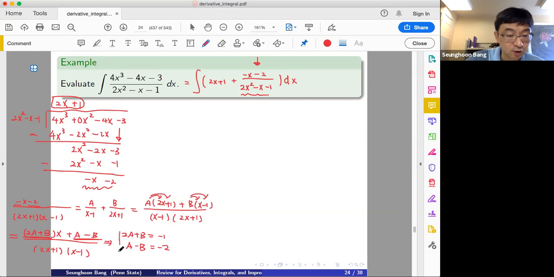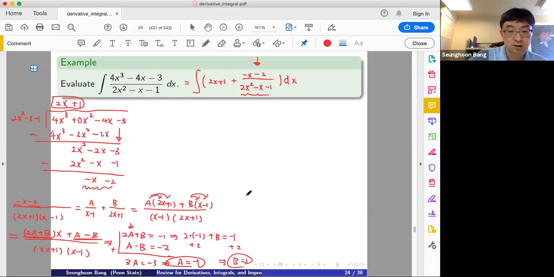Next, you add these two equations. Exactly, 3a equals negative 3. You can divide by 3, so a is minus 1. You can plug minus 1 into here. So we have 2 times minus 1 plus b equals minus 1. You add 2 to both sides. The 2 is cancelled. The b is positive 1.